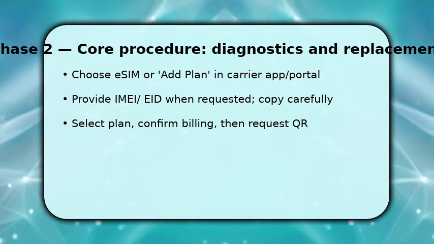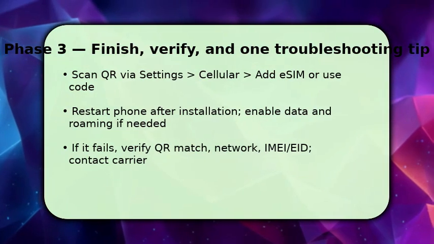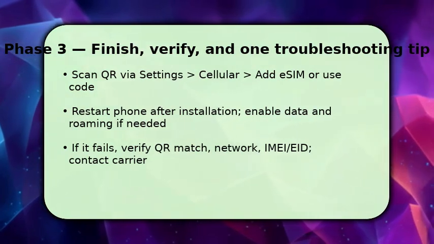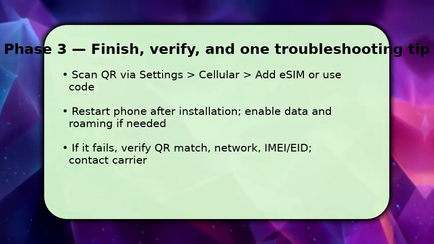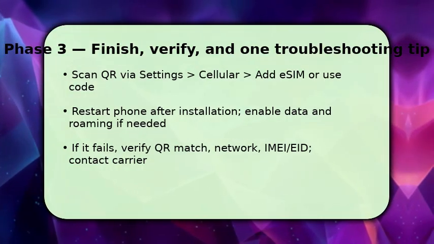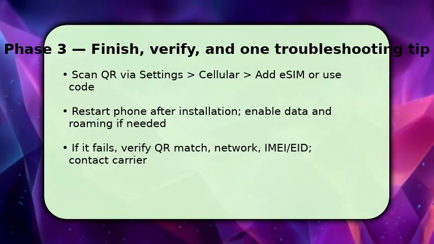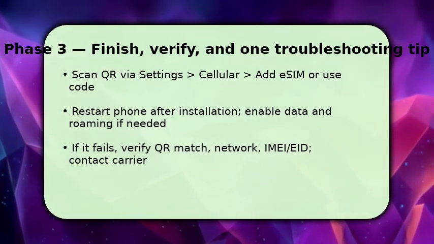You finish by opening Settings, tapping Cellular or Mobile Data, then add eSIM and scanning the carrier QR or entering the code manually. Follow on-screen prompts to name the plan and set default lines. Once installed, restart the phone and enable the new line.